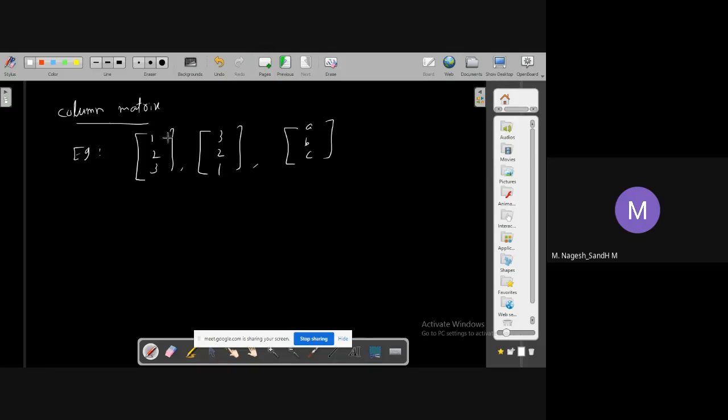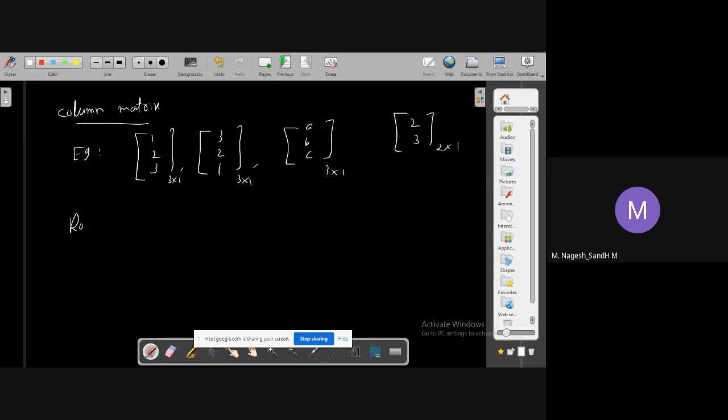So 3 rows, 1 column. If you want, you can take it like this also: 2, 3. 2 rows, 1 column. So it is also called a column matrix. The matrix which has one column is called a column matrix.